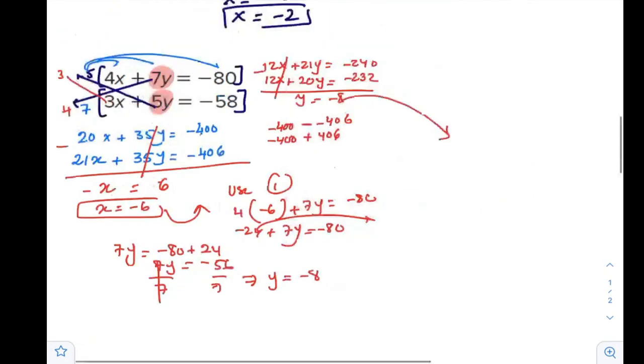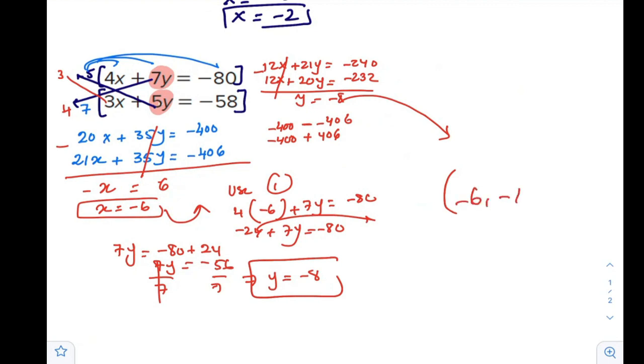So we have two approaches. Either you repeat the procedure again, or you replace with the value of x that you have found before. The solution, don't forget to write it in ordered pair.